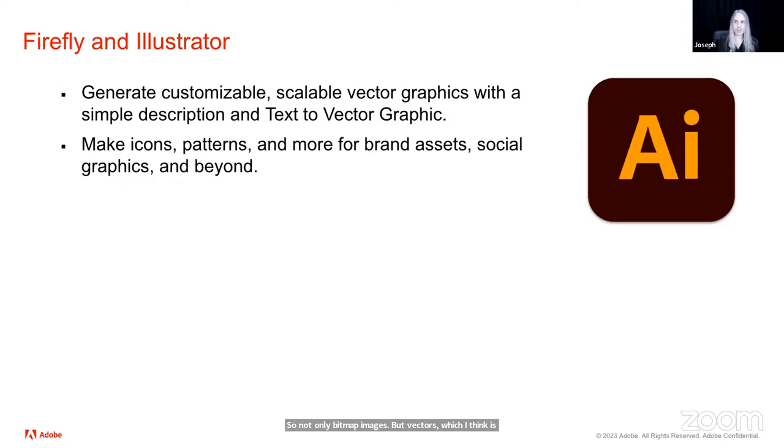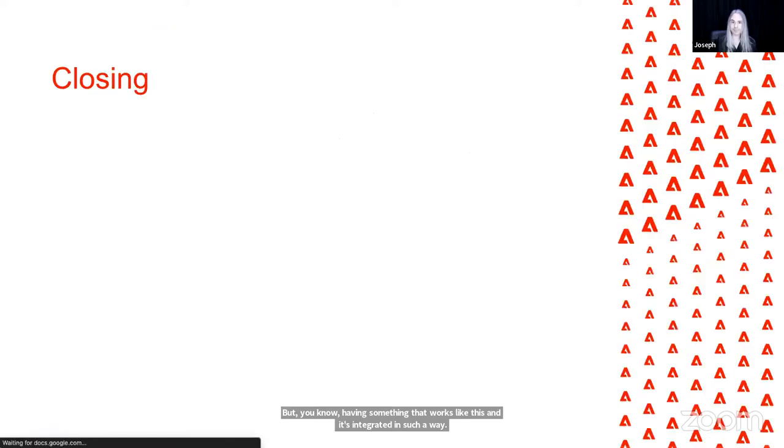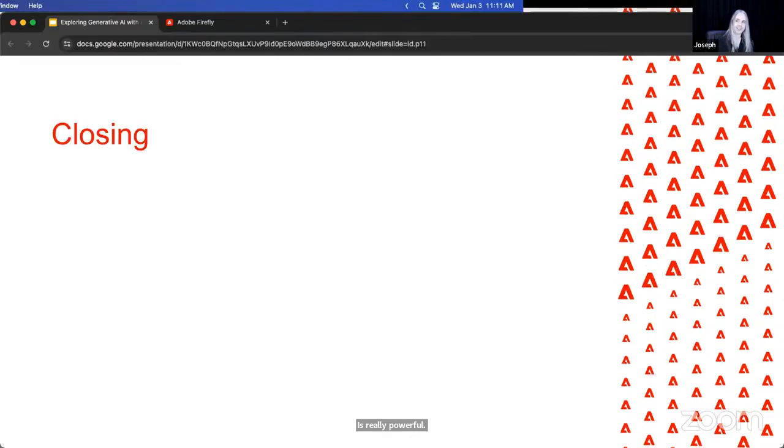And one of the unique things about Firefly is that it does expand into all of these areas that a lot of other generative AIs either only just kind of touch upon or you don't explore in that area. A lot of generative AIs just produce bitmap images, right? Which is great, and a lot of them do a great job of it. But having something that works like this and that's integrated in such a way is really powerful. So, well, we're not in closing yet.